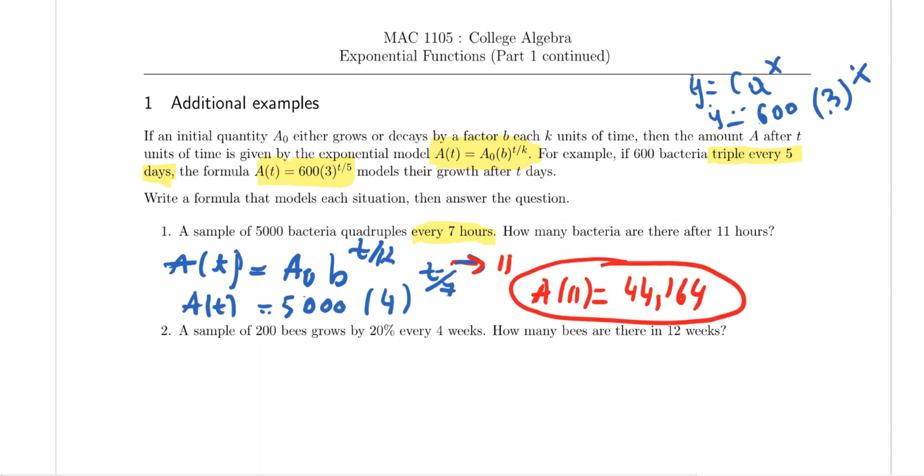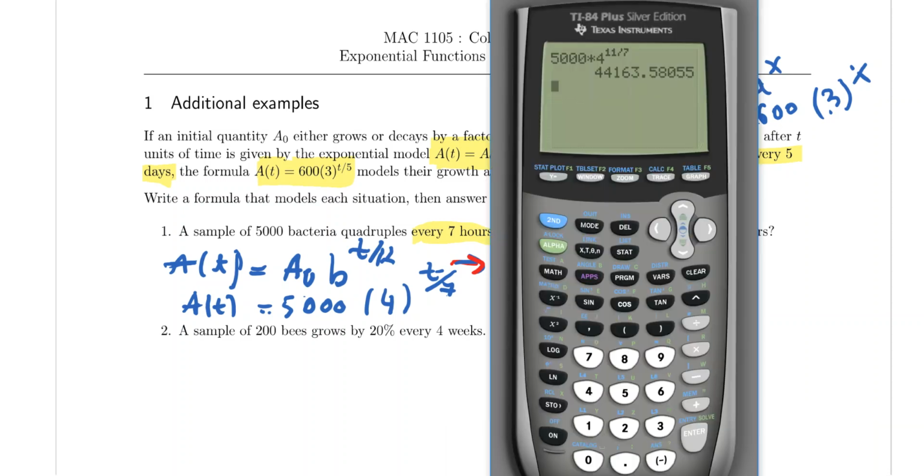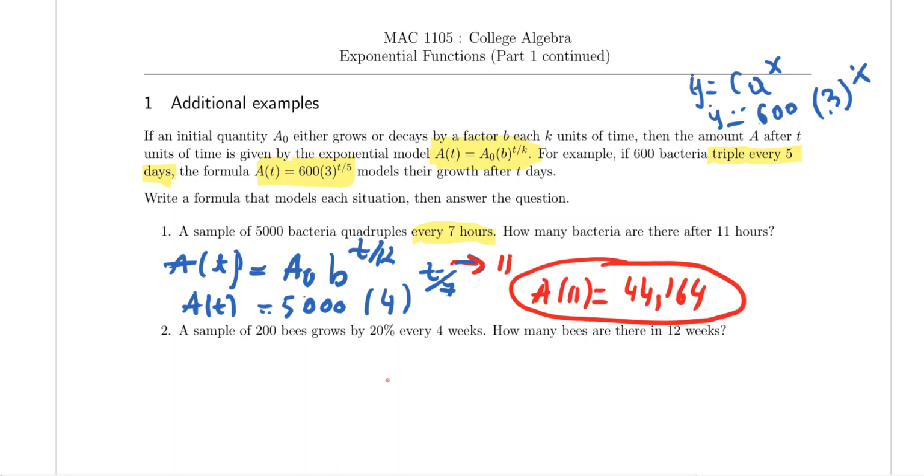Okay, so that's how much bacteria there is after 11 hours. Does this make sense? Think about it. When is the bacteria going to be quadruple what it started? Quadruple of 5,000 is 20,000. So in 7 hours, there will be 20,000. 7 more hours, it will quadruple again. So 20,000 times 4 would be 80,000.